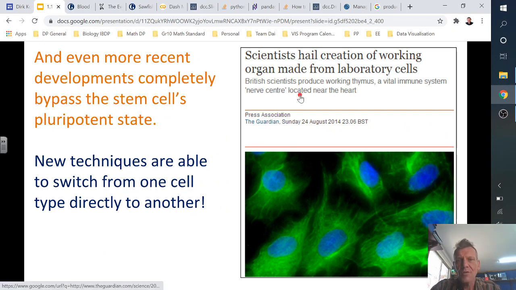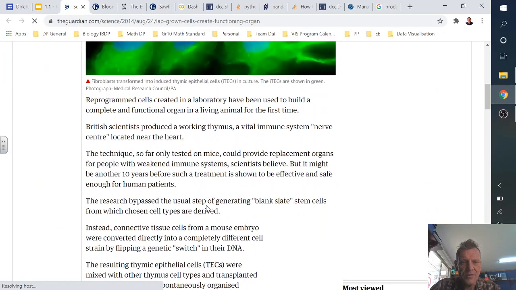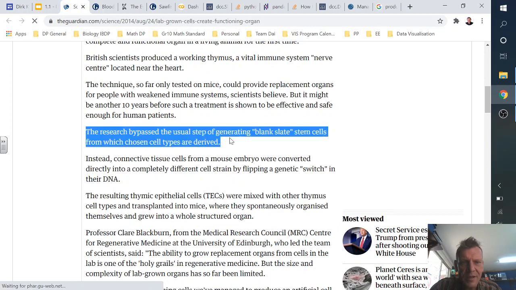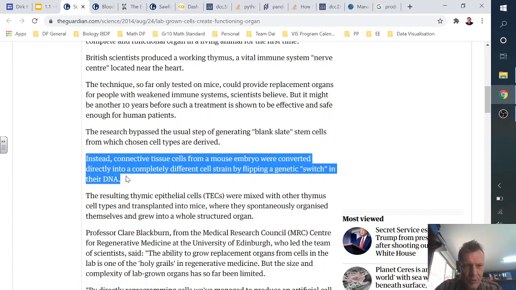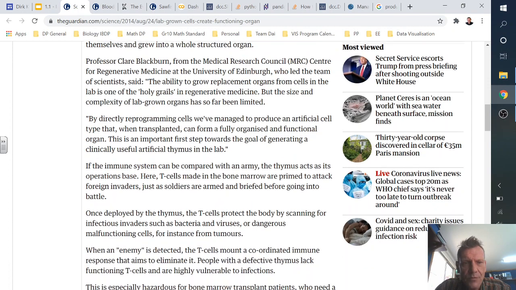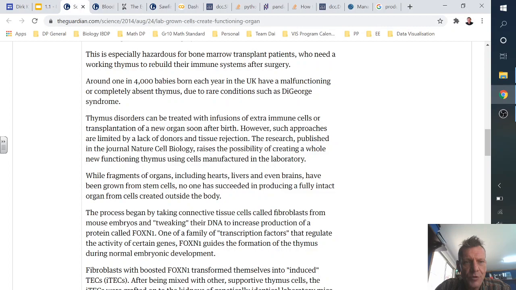Even now, and this is already from 2014, if you click on it, the research usually generates blank slate stem cells, it says here, but now they have been able to flip a genetic switch in the DNA and convert from one cell type into a different cell type, just like that. So this would be wonderful news for possible future developments.